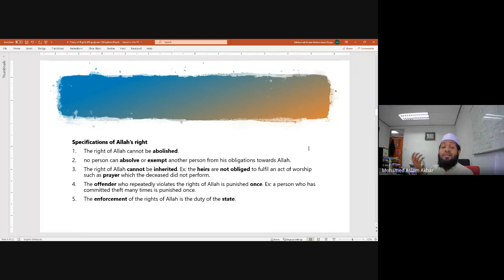That's why when someone is involved in bribery, in corruption, don't think that he only abused the people's rights. Before he started abusing the people's rights, he was actually abusing Allah's right, the Creator's right. That's why stealing is haram.